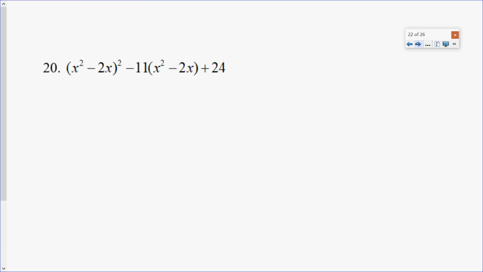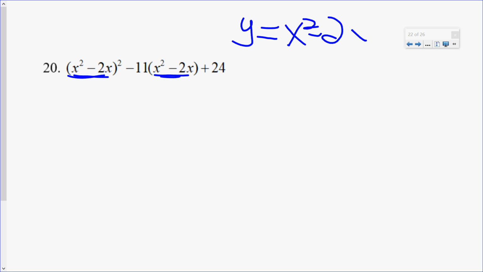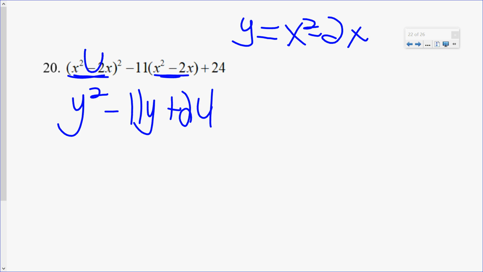I call this substitution trinomial. I see something squared minus 11 something plus 24. It's a trinomial. It just has this ugly thing here instead of a regular variable. So I'm going to substitute a different variable y for that x squared minus 2x. And it's going to become y squared minus 11y plus 24. I'm just replacing this ugly thing with a y.